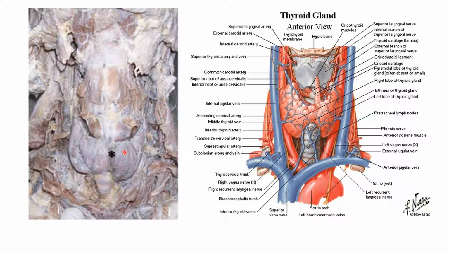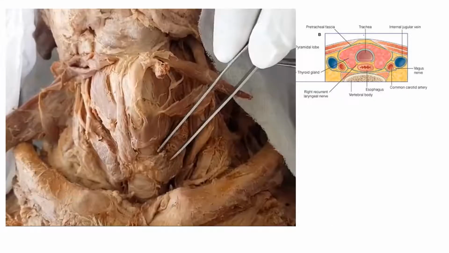You can also compare this prosected specimen with this diagram. You can also appreciate the tracheal rings. We have a thyroid cartilage over here. So as you know, the parts of the thyroid gland which we have discussed already: we have two lateral lobes, and in between there is an isthmus.